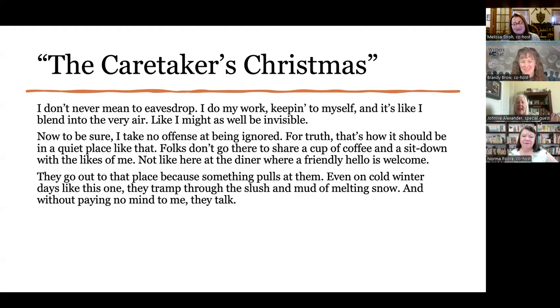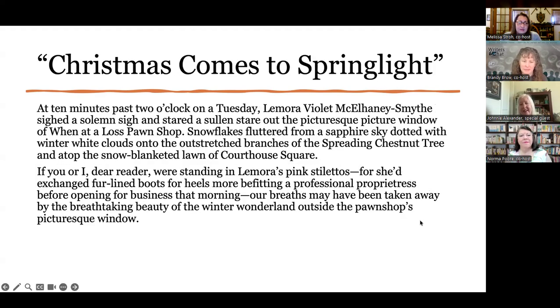But you can see how someone looking at both of these might think they were written by different people, but they weren't. It's my authorial voice in both of them, but they had different clothing on. So we're going to go to a third one, and it also takes place at Christmas. And let's see how different it is. This is Christmas Comes to Springlight. This is also the beginning of a short story.